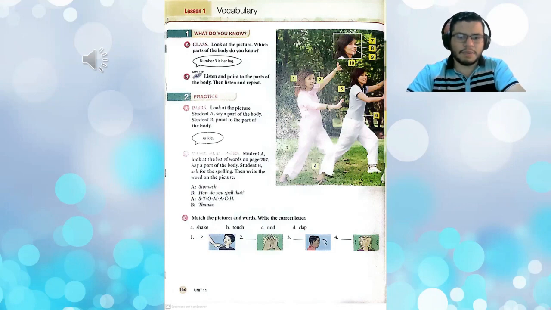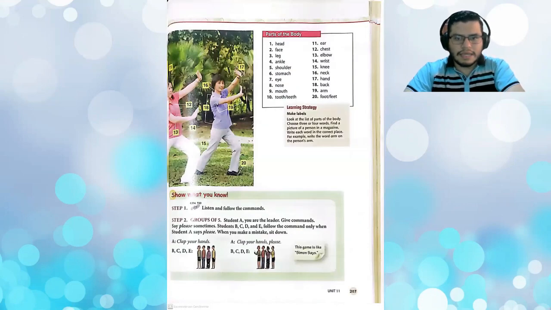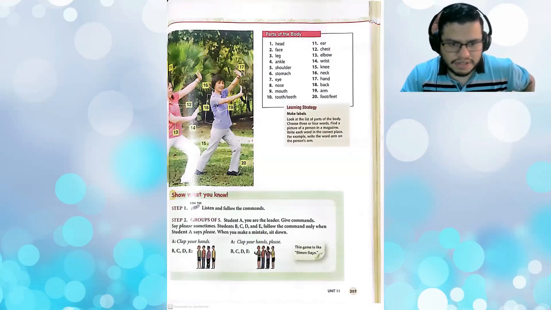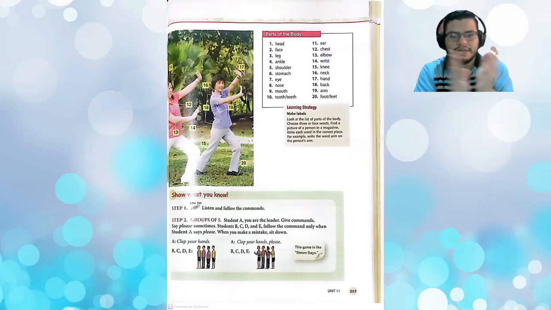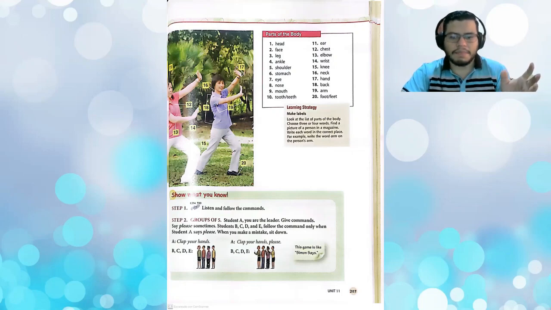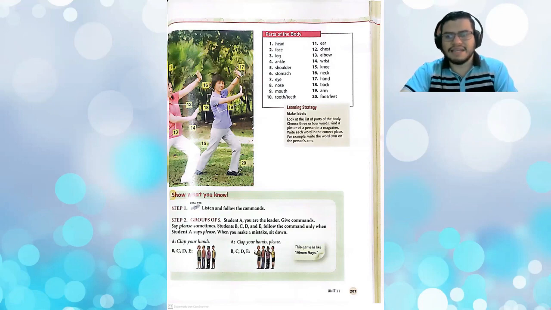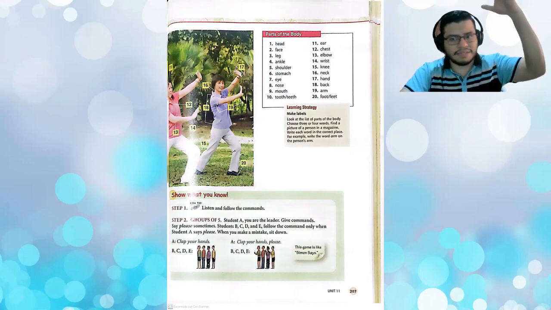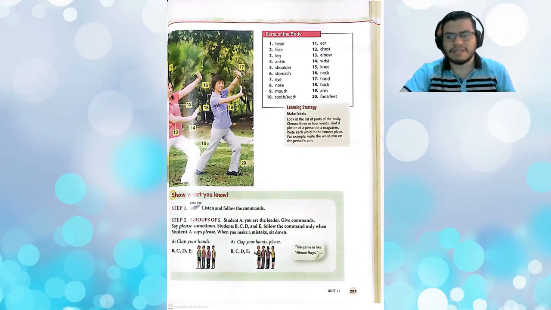Let's continue with the next part. According to this, we have one activity in groups. For example, clap your hands. Clap your hands, please. And some students are clapping according to the instructions. This game is like Simon Says. Simon says that you stand up, and you stand up. Simon says that you sit down, you sit down. Simon says that you clap.